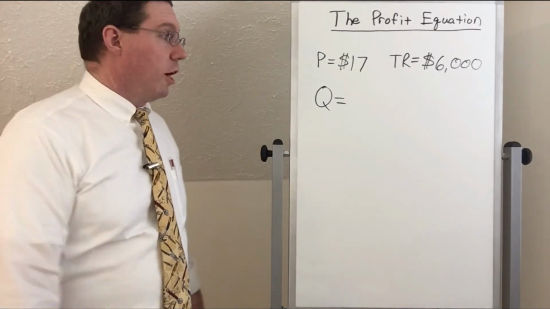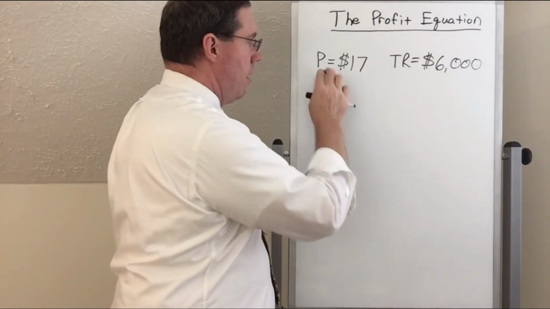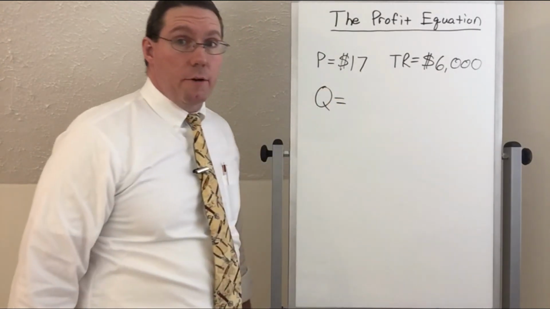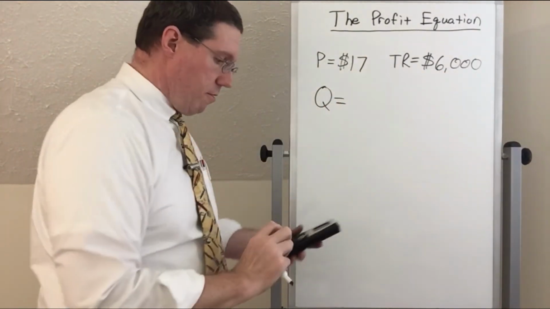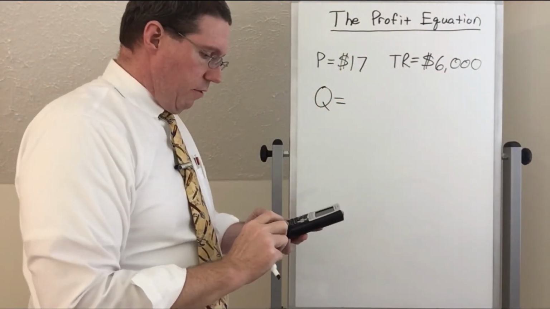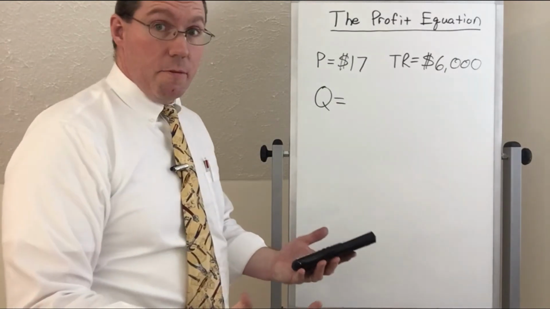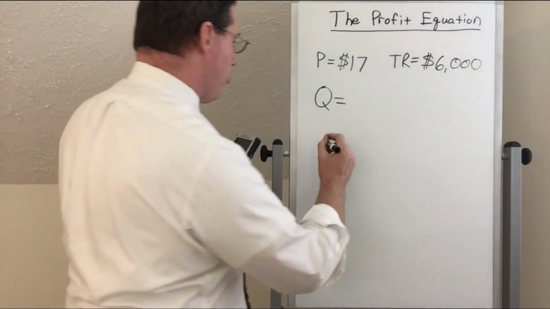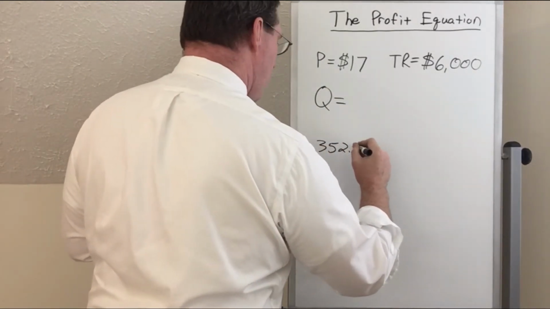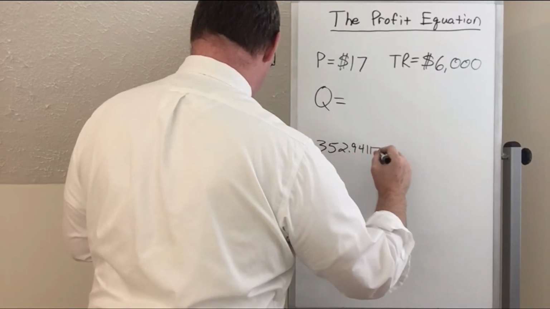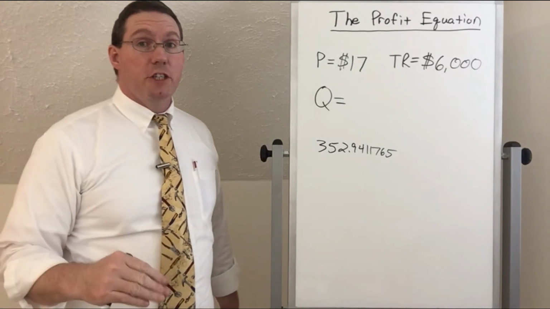All right, so let's say we're trying to find quantity, and we're told that total revenue is $6,000 and that price is equal to $17. Well, we know what to do here. We want to divide our total revenue by our price. So we'll do 6,000 divided by $17, and that gives us a decimal value. It gives us 352.9411765 in my calculator.